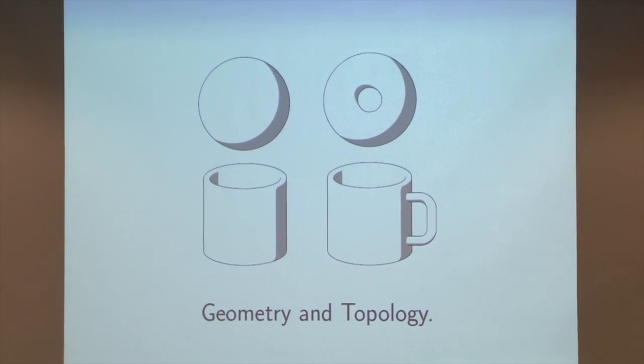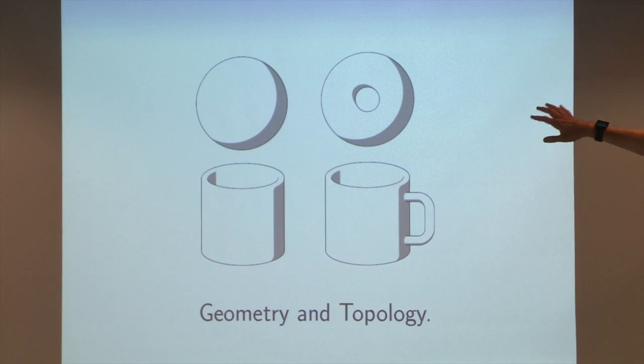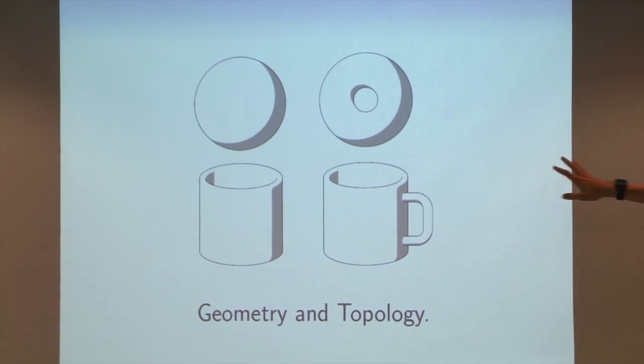In particular, geometrically the top two pictures look very similar and the bottom two look very similar. So topology says, well, what if instead of being made of rigid metal and plastic, what if it were rubber?